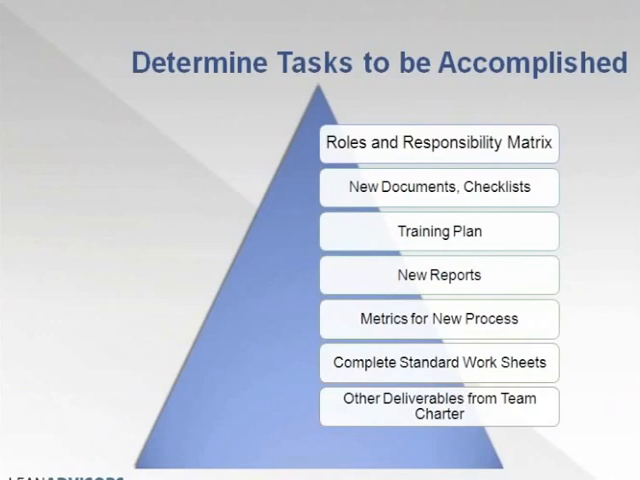New documents and checklists. How do we communicate what the change is? How do we get it out there? Through the new documents, through checklists, through training plans, through new reports. Those are things that we need to do as part of our implementation to take it from, here's a problem, to here's a solution, and here's how the solution is going to be implemented, to here's who's responsible, and this is what we expect to happen. Because if it doesn't happen the way we expect, our metrics are going to tell us that, and we're going to go back and readjust.